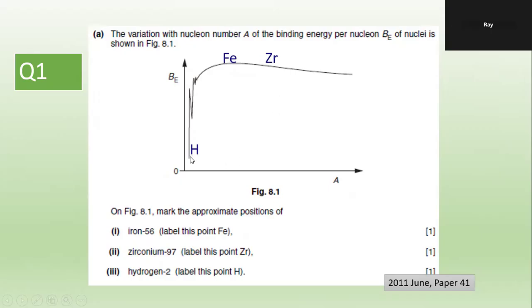The hydrogen is at the first one. Deuterium is the first one. And uranium is the last one on the curve.